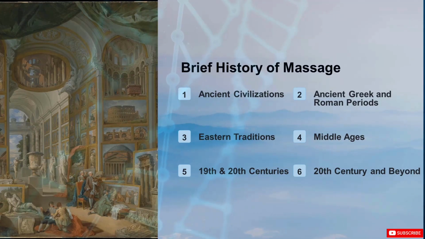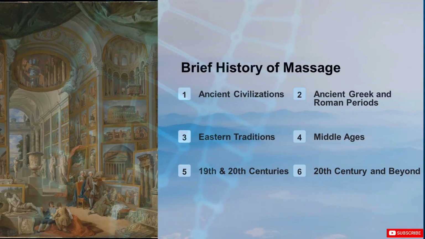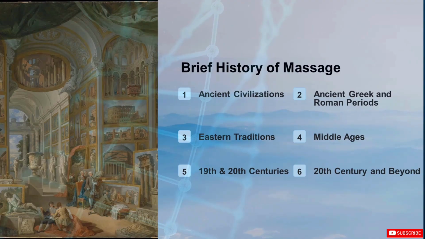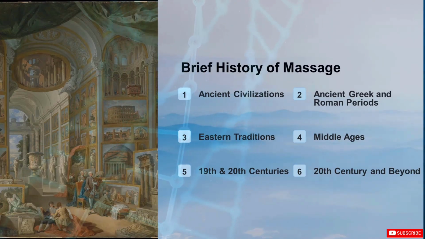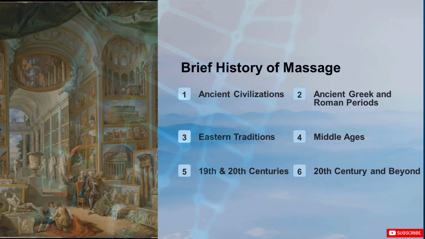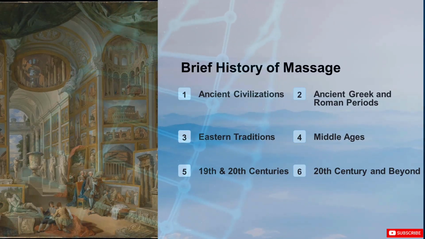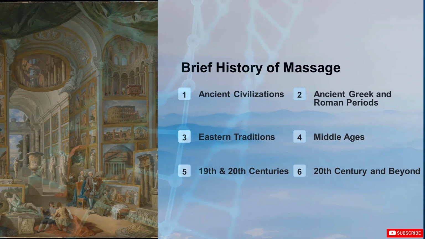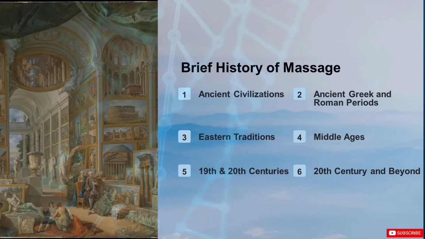2. Ancient Greek and Roman periods. The Greeks and Romans embraced massage for its therapeutic benefits. Greek physician Hippocrates, often referred to as the father of medicine, advocated massage as a valuable tool for treating various ailments. 3. Eastern traditions. In Asia, massage techniques continued to evolve, leading to the development of unique modalities such as shiatsu in Japan, Thai massage in Thailand, and Chinese tuina. 4. Middle Ages. During the Middle Ages, massage practices faced periods of decline in Europe, partly due to social and religious factors. However, in the Renaissance period, interest in massage was revived.